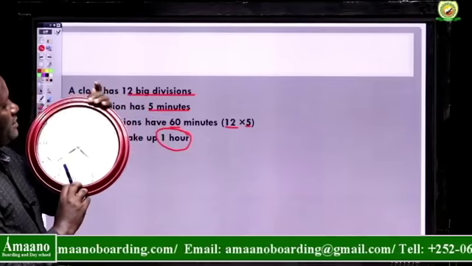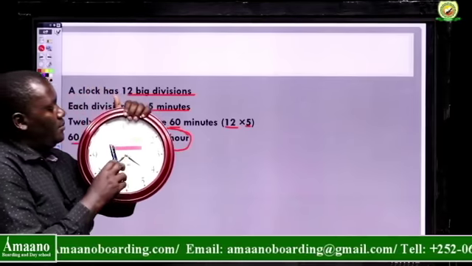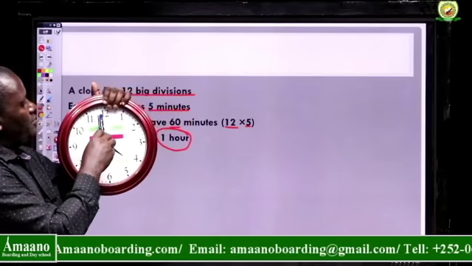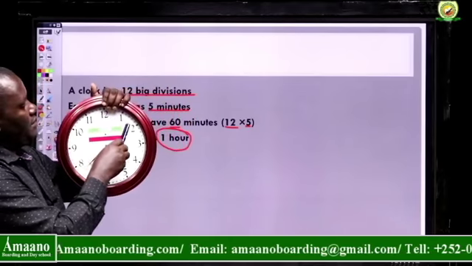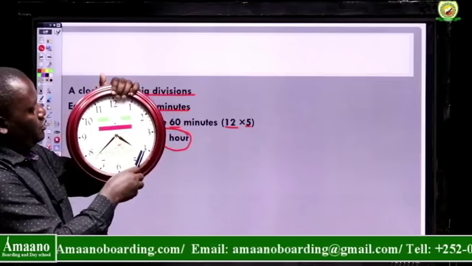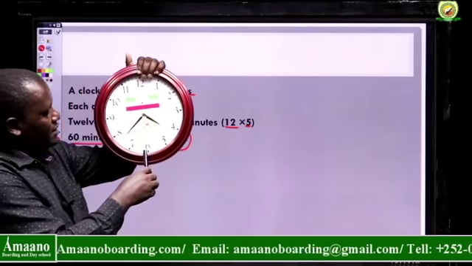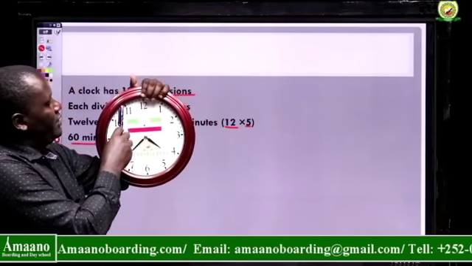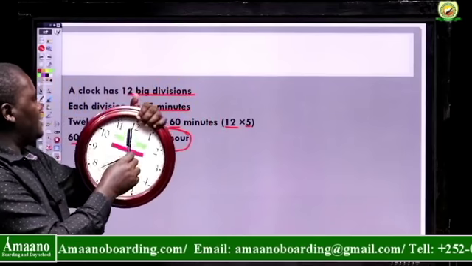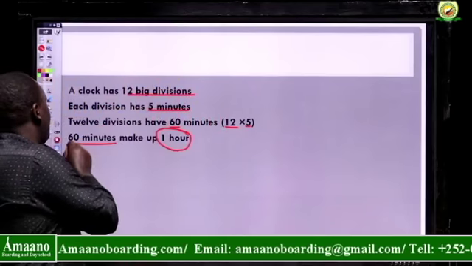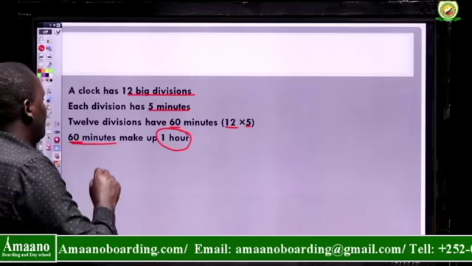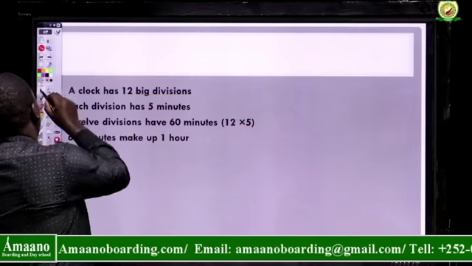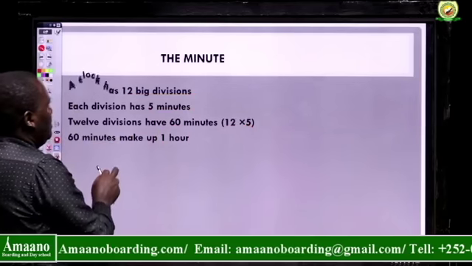I'll use again this clock that I have here. These are the divisions, as I've already told you. We move from 12 up to 1, that is 5, then 10, 15, 20, 25, 30, 35, 40, 45, 50, 55, 60. And that is the 60 minutes that makes 1 complete hour. Let's look at this picture below. It's going to tell us more about this clock.